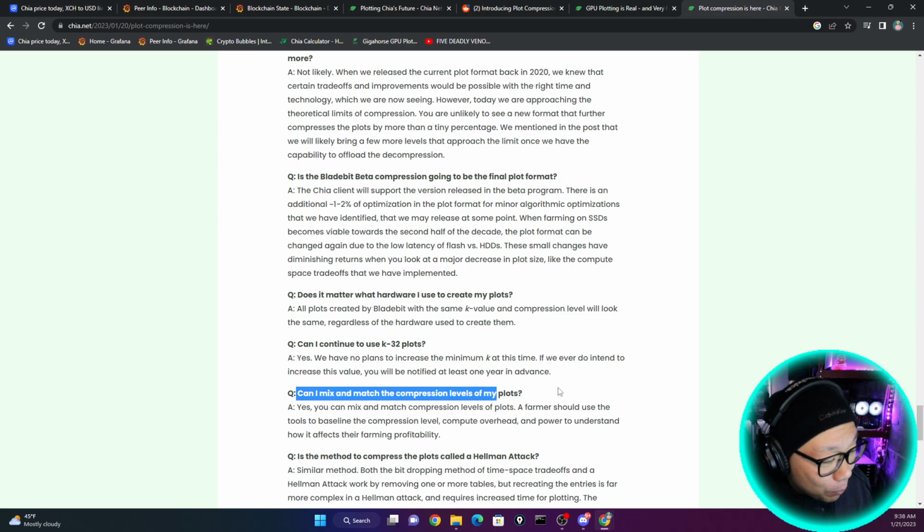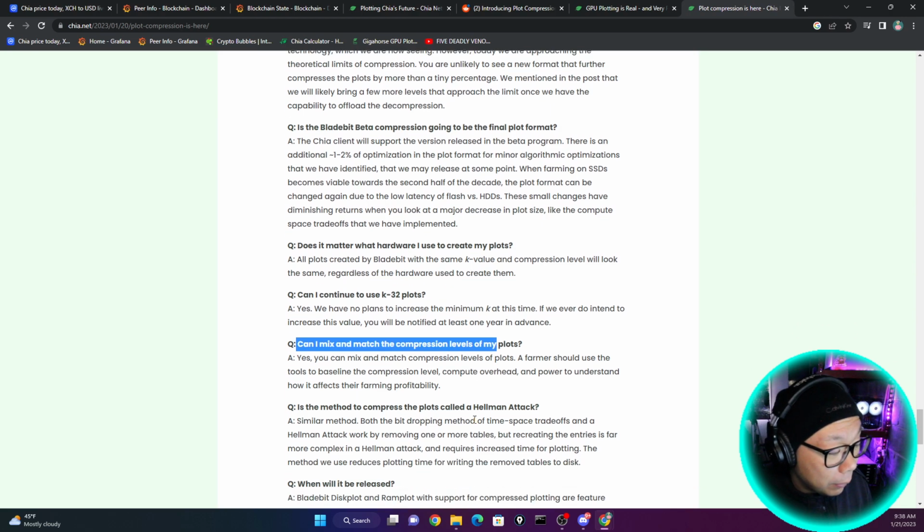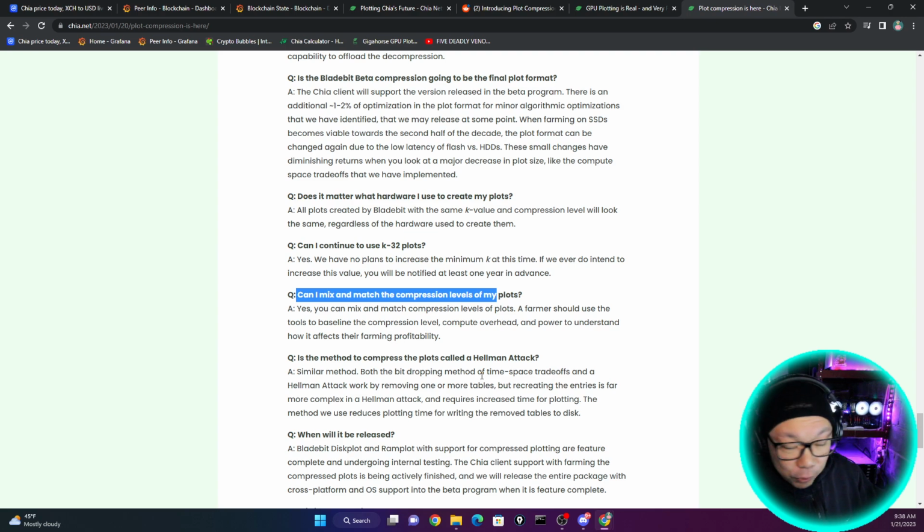Can I mix and match compression levels on my plots? Yes, you can mix and match. Like I said earlier, a farmer could use tools to baseline the compression level, compute overhead, and power to understand how it affects their farming profitability. Whether you have NFT plots, no compression, compression level 1, level 2, level 3, level 4, you can have multiple different compression levels and all farm the same way, right?